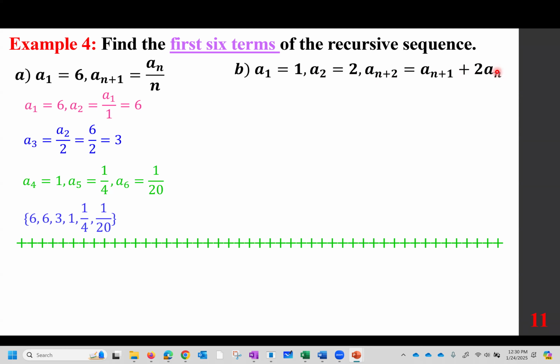Okay. So if I want A sub 3, just think about this. If I want A sub 3, that means this must be 3. So what is the one before that? 2. What is the one before that? 1. So A sub 3 is A sub 2 plus 2 A sub 1. So plug in. A sub 2 is 2. 2 times 1 is 2. They add up to 4.